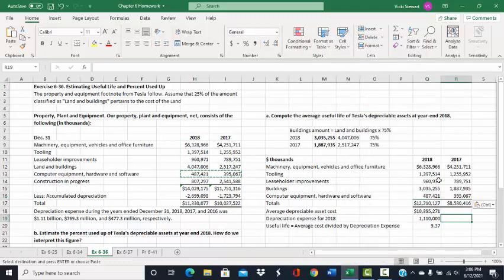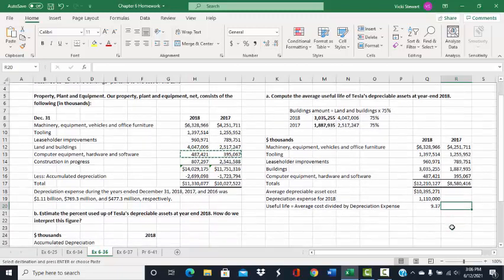And then I have summed the amounts of the depreciable property for 2017 and 2018 and determined the average by taking the sum of the two totals and dividing by 2. And then we need to divide that by our depreciation expense for 2018, which the problem told us was 1.11 billion. And since our equipment is in thousands, that means that our depreciation expense would be 1,110,000. We divide that into our average depreciable asset cost and we get our average useful life of 9.37 years.